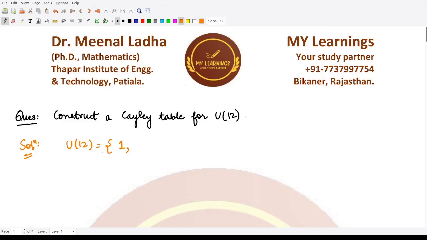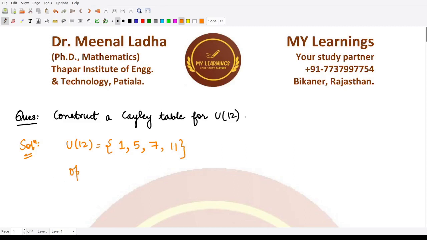So obviously 1 would be there. Then 2 is not there because its GCD with 12 is 2. 3 is not there, 4 is not there, 5 is there, right? Because 5 and 12 are relatively prime. 6 is not there, 7 is there. 8 is not there, 9 is not there, 10 is not there, then 11 is there, right? And we have to just move up to 11.